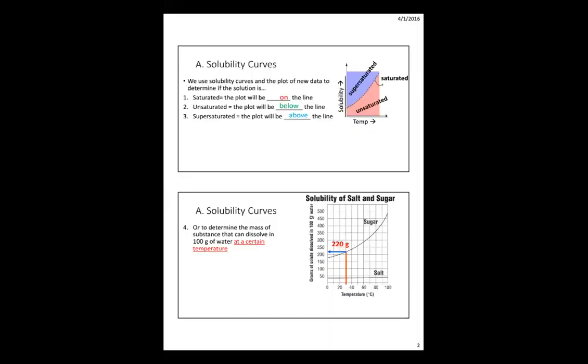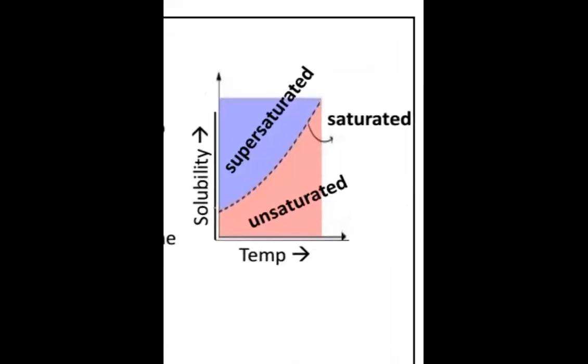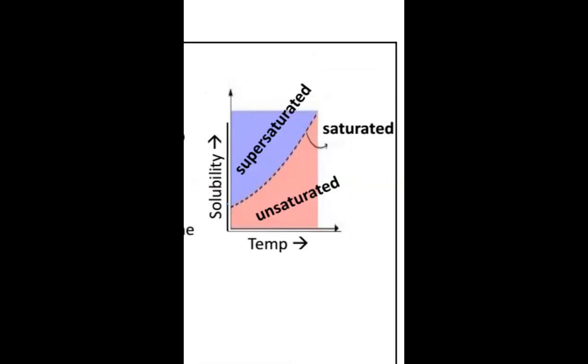Look at this. Can you see what I have here? Any plot that falls below a curve is said to be unsaturated. But if it falls on the curve, it's said to be saturated. If it falls above the curve, it is said to be supersaturated. Is that one clear?